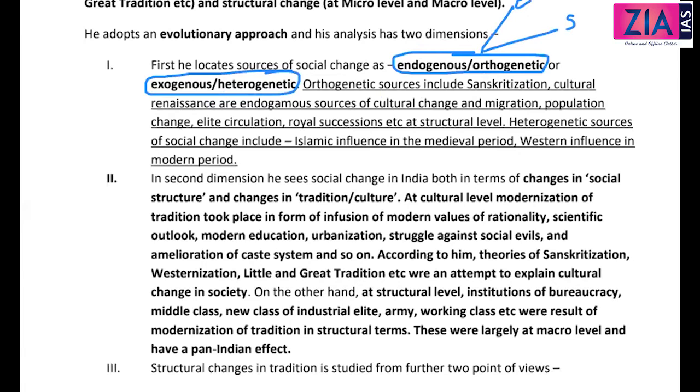So within endogenetic or orthogenetic, what are the cultural changes? Sanskritization, Renaissance, etc. are the cultural changes. What are the structural changes? Migration, population change, elite circulation, succession, all these are structural changes. Similarly, here also, we will have cultural as well as structural. Heterogenetic sources include Islamic influence in the medieval period, Western influence in the modern period.